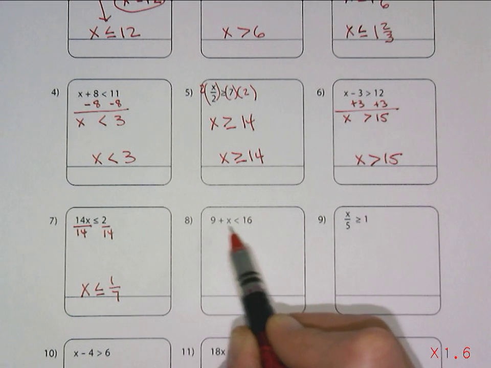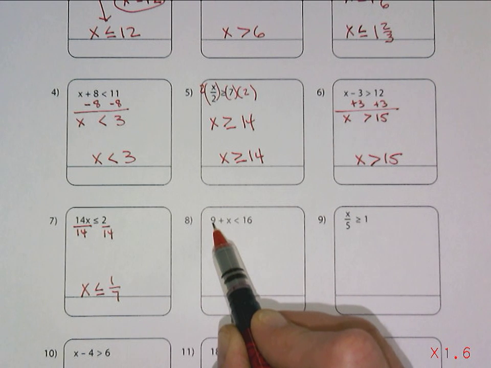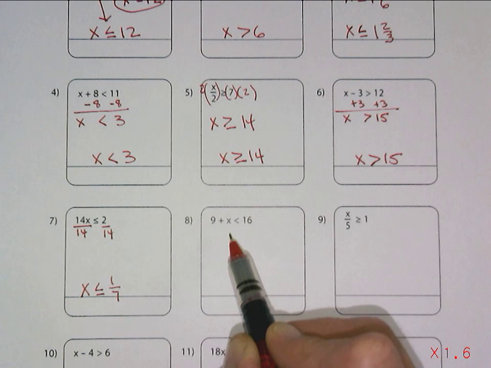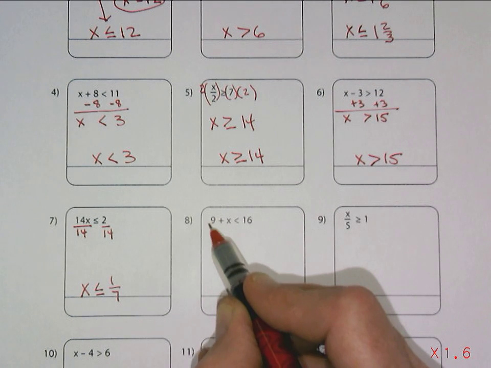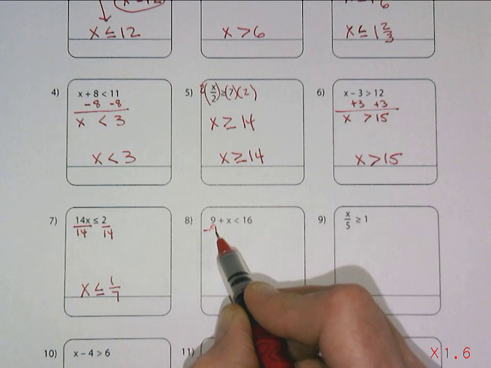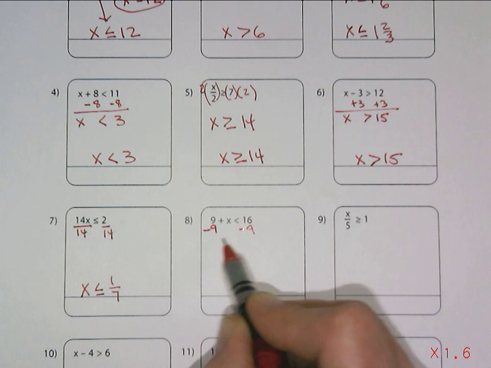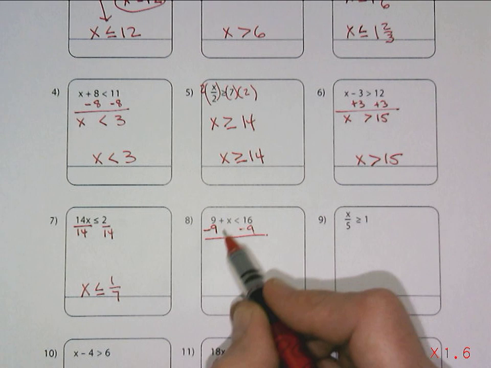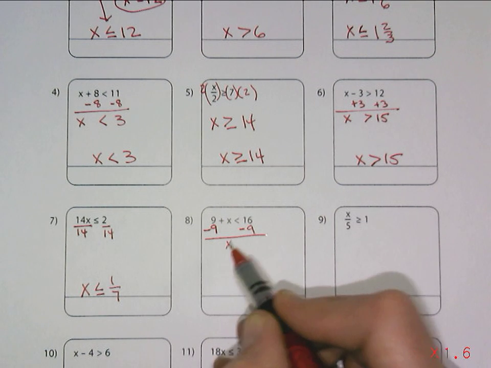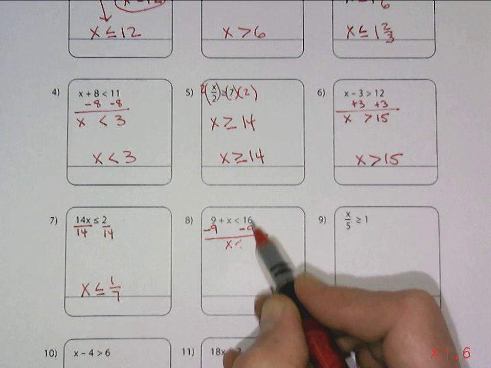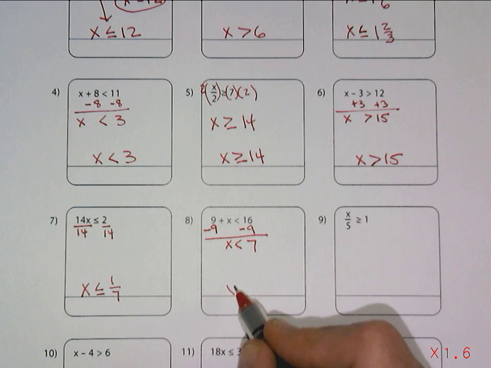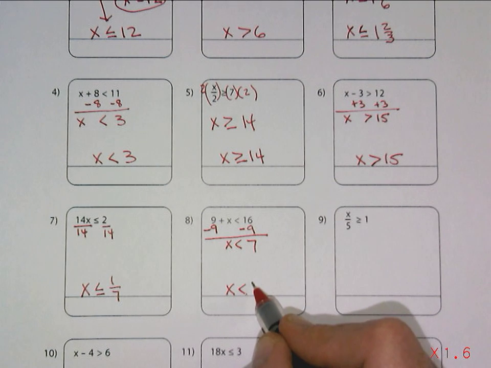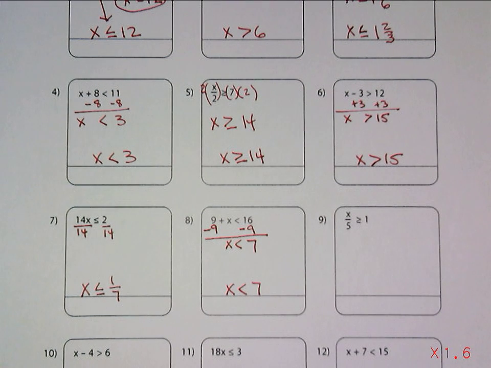Now this one might throw you off a bit because it's 9 plus x, but the x is just a positive x and we just leave it as it is, and we need to get rid of this 9. So to get rid of the 9, we subtract it from both sides. And so we end up with a positive x, or x, is less than 16 minus 9, which is 7. So there we are. Not so hard.